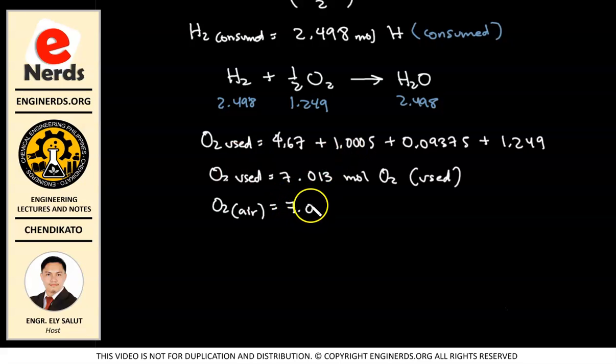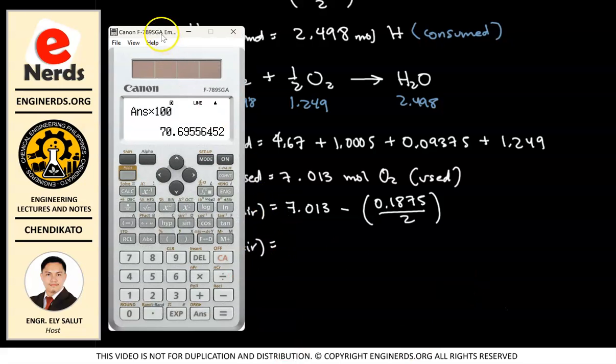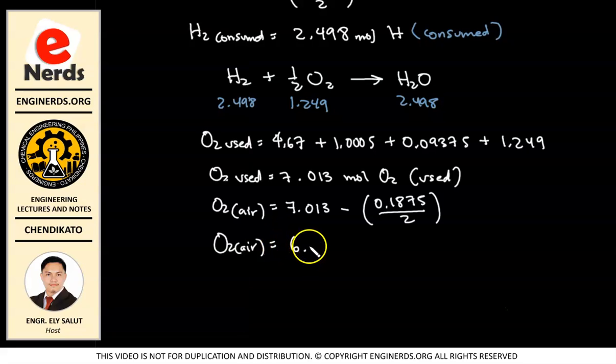O2 from air is equal to how much O2 has been used, 7.013, minus the O2 in our fuel, which is 0.1875 divided by 2 because we are working with O2. So O2 from air is equal to, let us use our calculator, 7.013 minus 0.1875 divided by 2, which is equal to 6.91925.